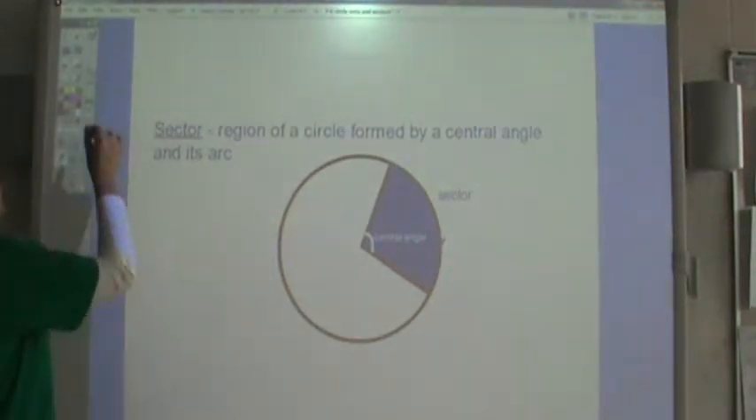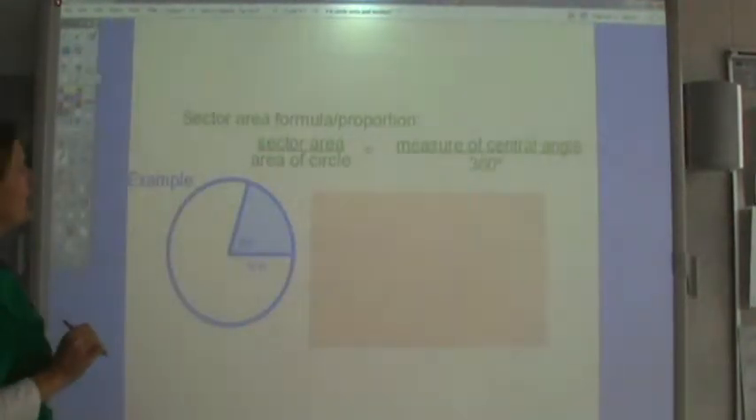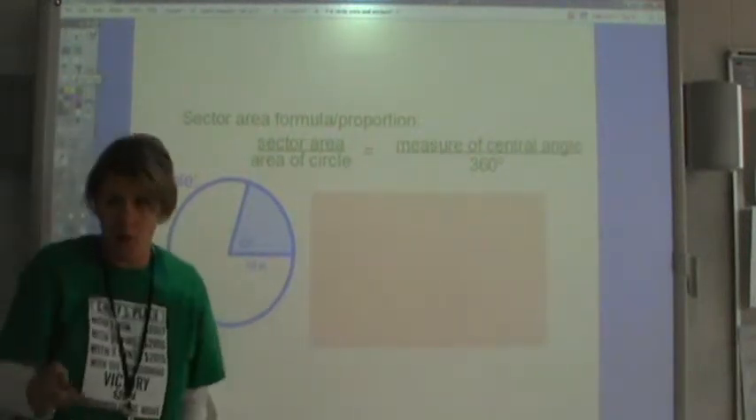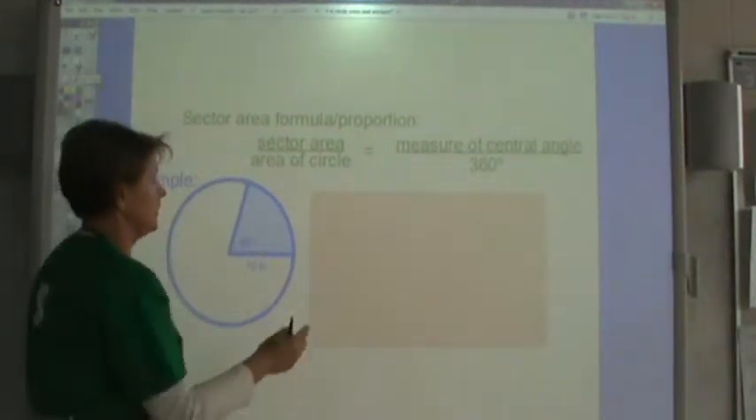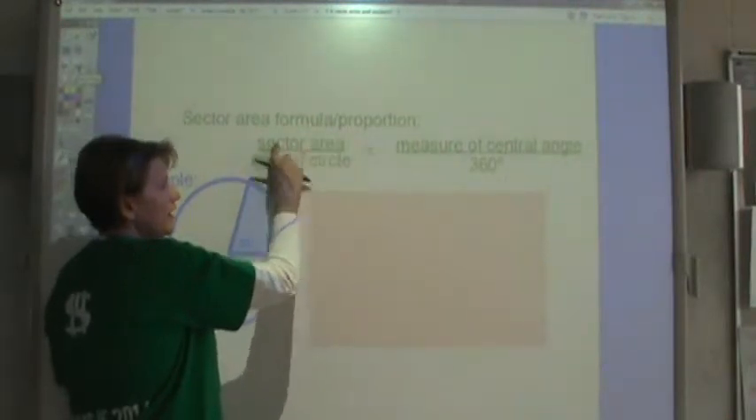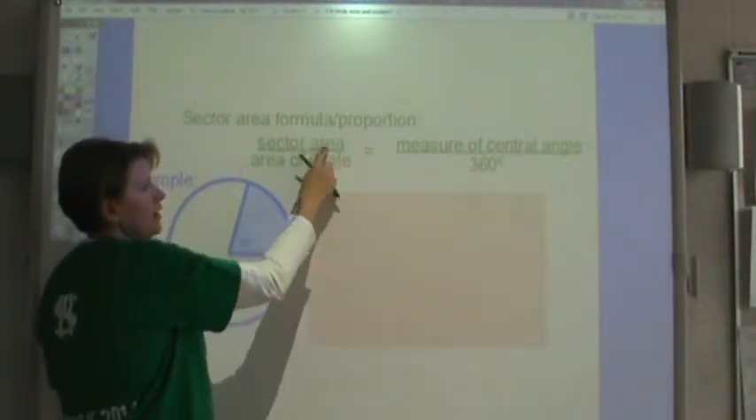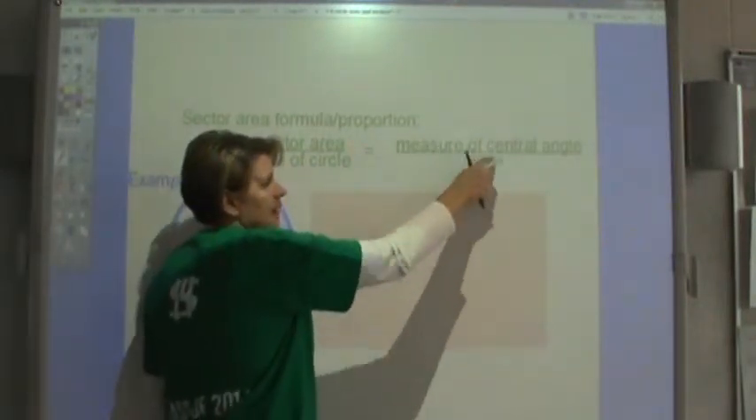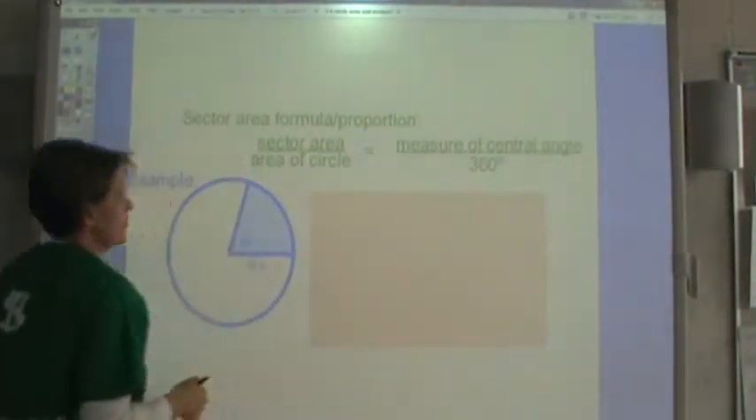Toppings and all. All right, sector area formula, proportion. This looks kind of familiar, I hope. It looks kind of like the arc length formula, except instead of arc length, we're going to put sector area, and instead of circumference, we're going to write area of the circle. But this side is the same. It's the measure of the central angle over 360.